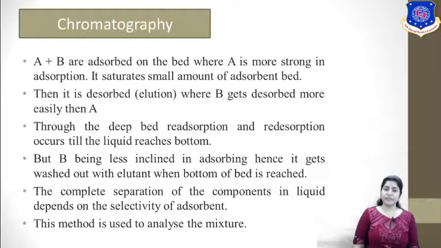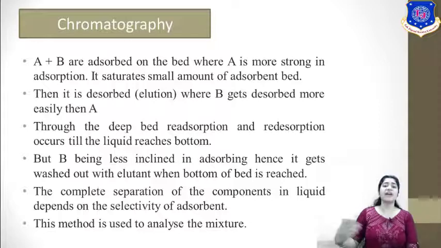Now the next topic is what? Chromatography. So suppose, for example, we have a solution mixture of A plus B, where A has a tendency to get adsorbed more easily than B, it means A is getting adsorbed very fast, it has strong adsorption as compared to B. So now when the solution is fed into the bed of your adsorber, along with that you are adding a desorption solution, that is, you are using elution to carry out the desorption. So when the desorption solution, the elutant, is added, okay.